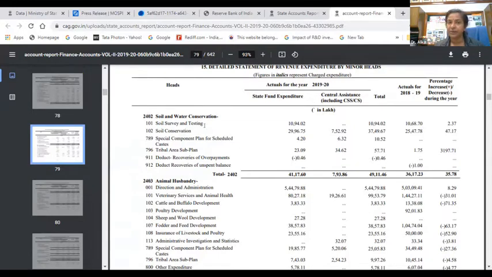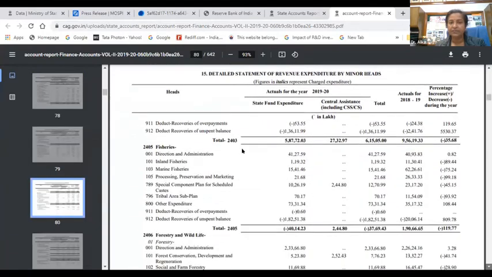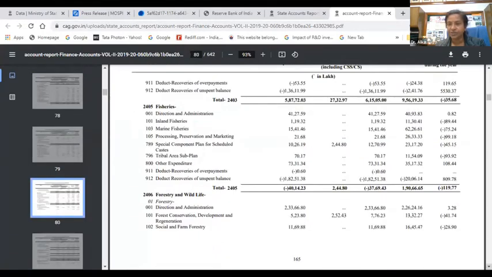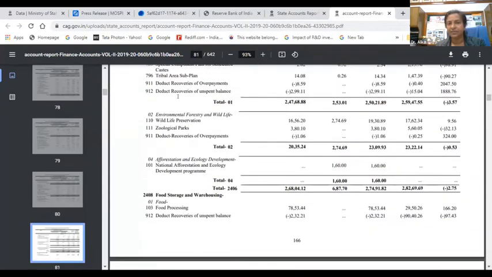So this much expenditure is on soil and water conservation by the state fund during this year, 2019-20. This much is in animal husbandry. Fine. Similarly, this much in fisheries, this much in forestry and wildlife. And then you can have the total. Similarly, this much in food storage and so on. Fine. So this is how to read this.